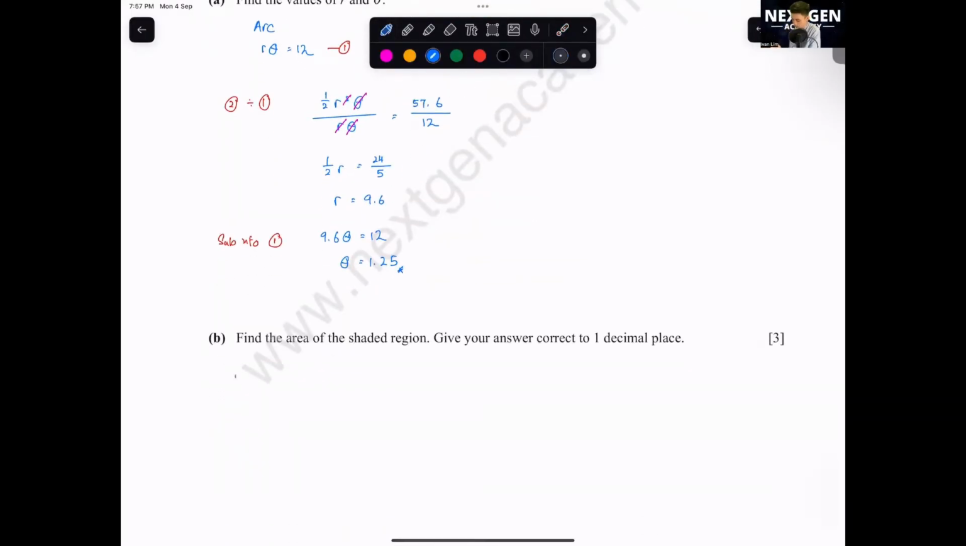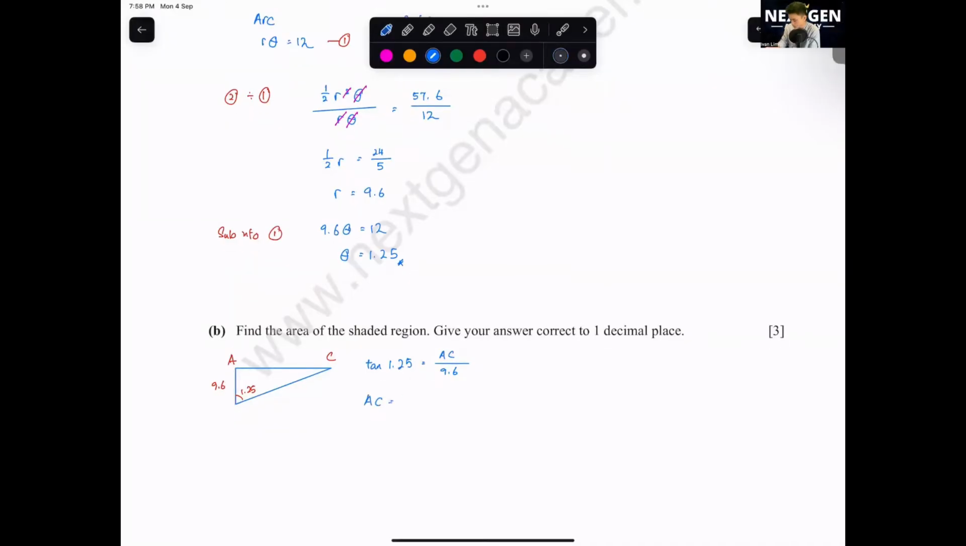We are going to use SOHCAHTOA to find the long length first. So here is 1.25, here was the radius 9.6, then this is A and C. We want to find what AC is. We will use tangent: tan 1.25 equals AC over 9.6. AC is equal to 9.6 tan 1.25, which equals 28.89. One thing here, radian mode, right? So make sure you convert it to radian first.